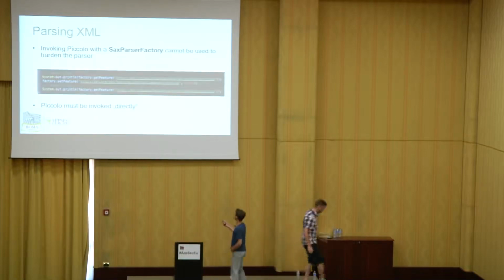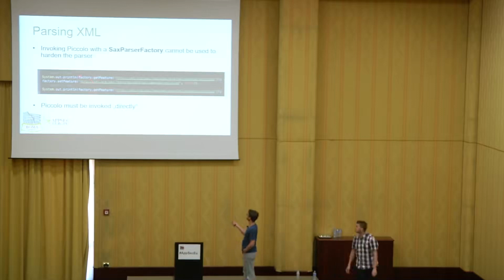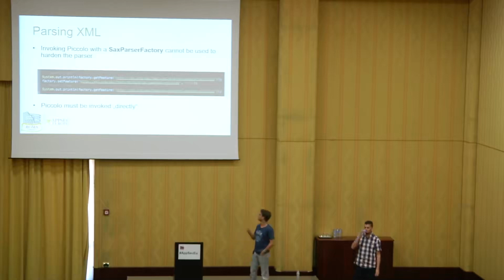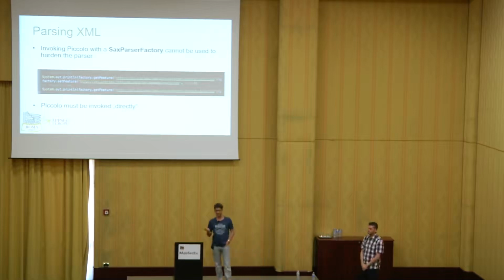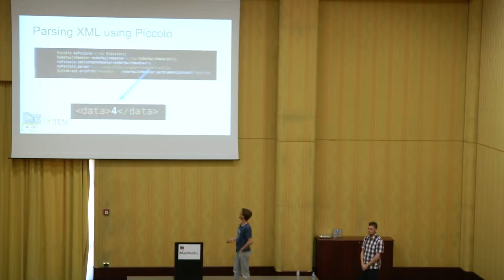So here I showed you this. We use a factory and we use the get feature and retrieve external general entities. So it's a security relevant DTD feature to disable external general entities. And then we set the feature to false, and then we check what's the output, and the output is still true. So this is just to demonstrate that it's not working with the factory. Therefore, we have to use Piccolo directly.